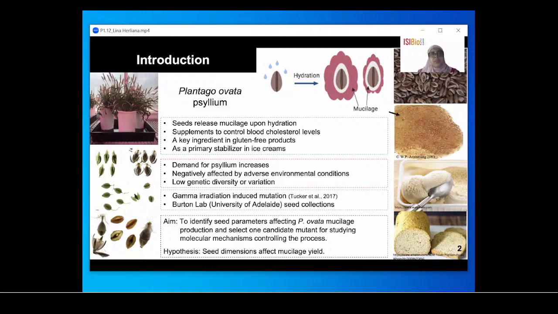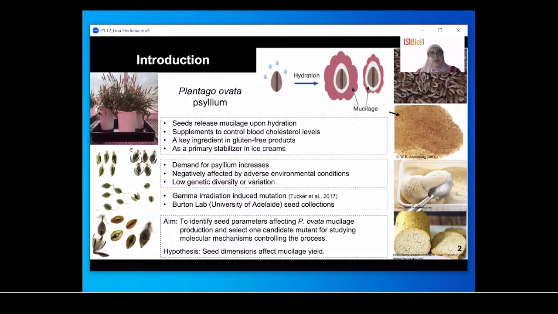As the industry grows, the demand for psyllium increases. India dominates about 80% of the global market for psyllium. The productivity of an Indian variety is negatively affected by adverse environmental conditions, and it causes unstable prices. Limited success has been reported in improving productivity due to a narrow genetic base. Variation can be achieved by exploring wild relatives or by induced mutation.